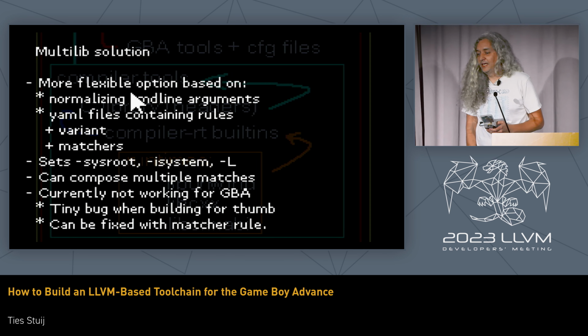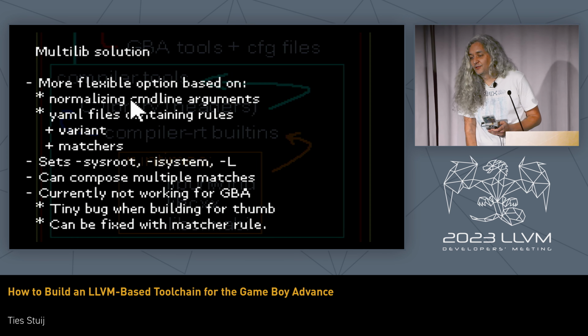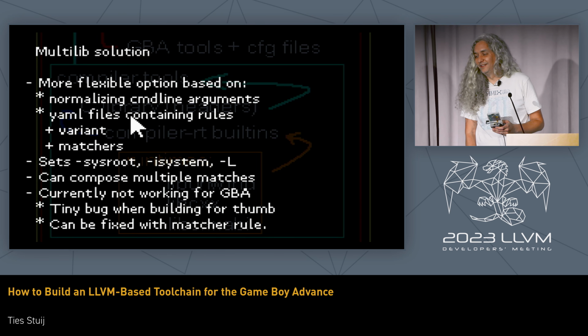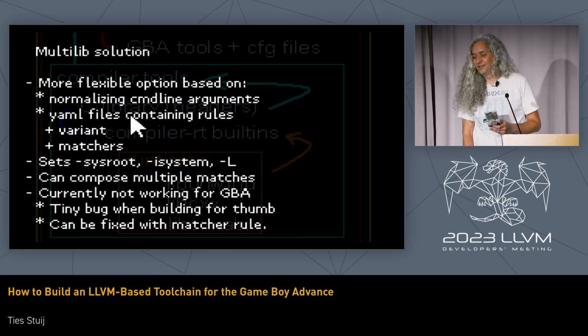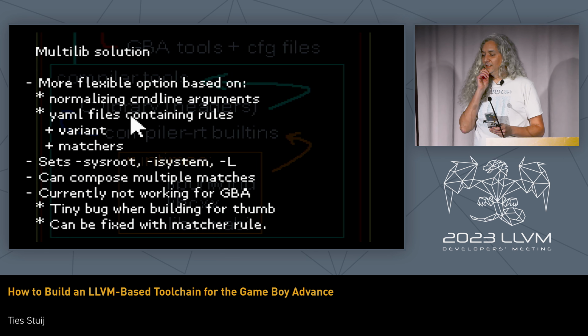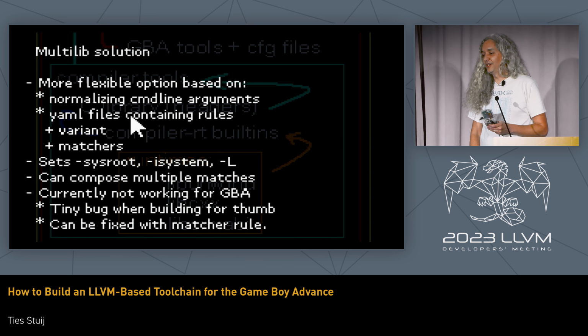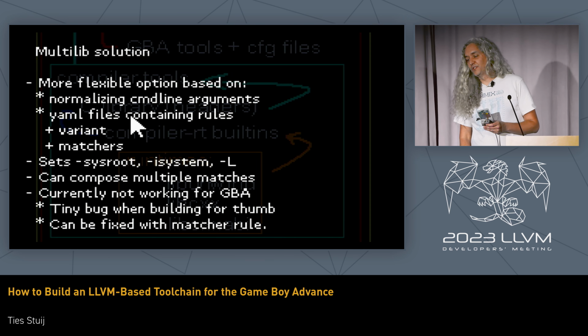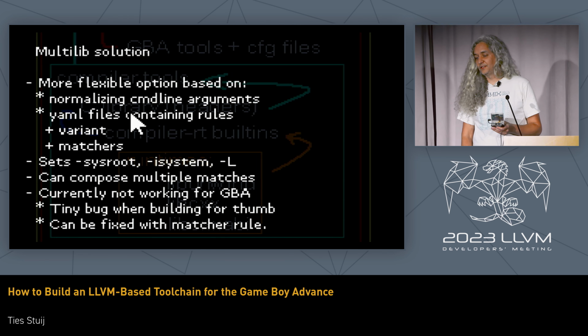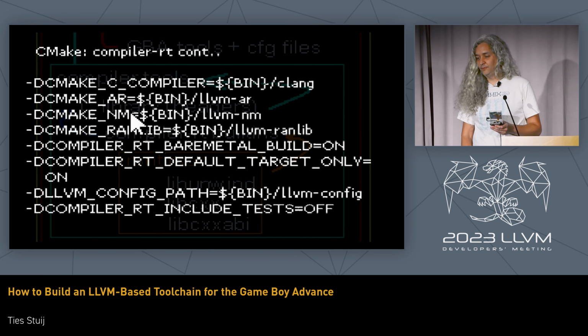We're trying to be a bit more declarative about it. So what we're doing is we're trying to normalize command line arguments. As some of you here know, LLVM and command line arguments is a bit of a horror show sometimes. So for example, if you define -march=X, we'll put that in the target. And then we've got this multilib YAML file that you saw before somewhere.